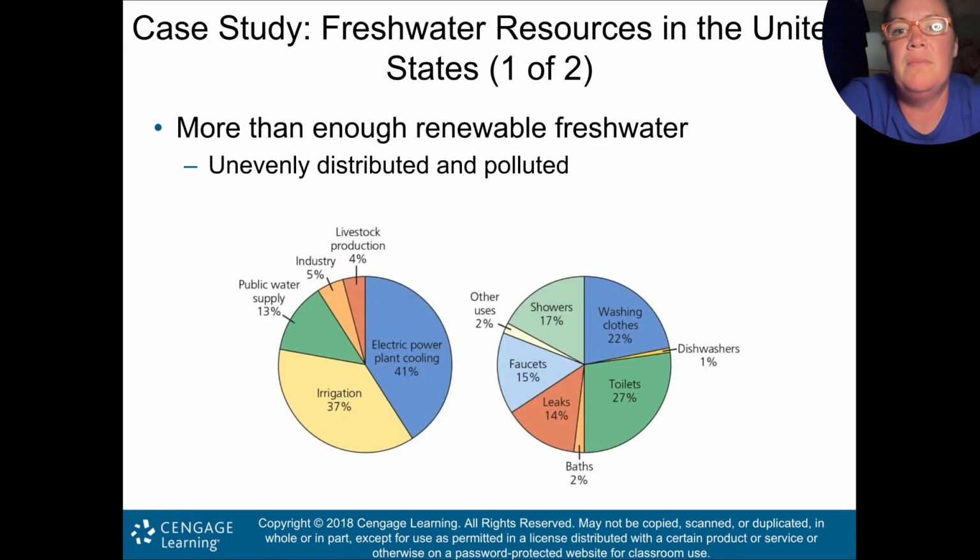Freshwater resources in the United States do go to particular industries. You can see that electrical power and plant cooling uses a lot of water. Irrigation uses a lot of water. The public water supply is much smaller than those two things together. Industry, livestock production, and then over on the right hand side, it's talking about personal use. So in your household daily use, where is water being distributed? How is it being used? This is a very uneven distribution. We actually don't use that much residentially, but even then, we have the capacity to reduce the amount of water that we are using.